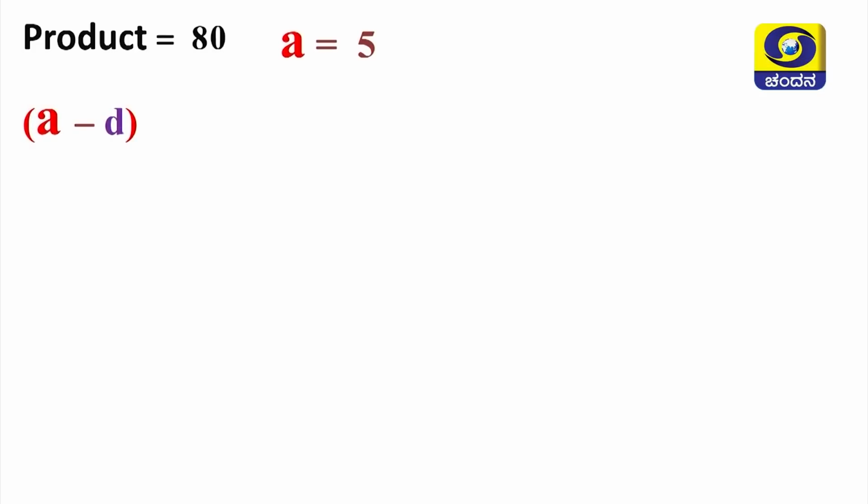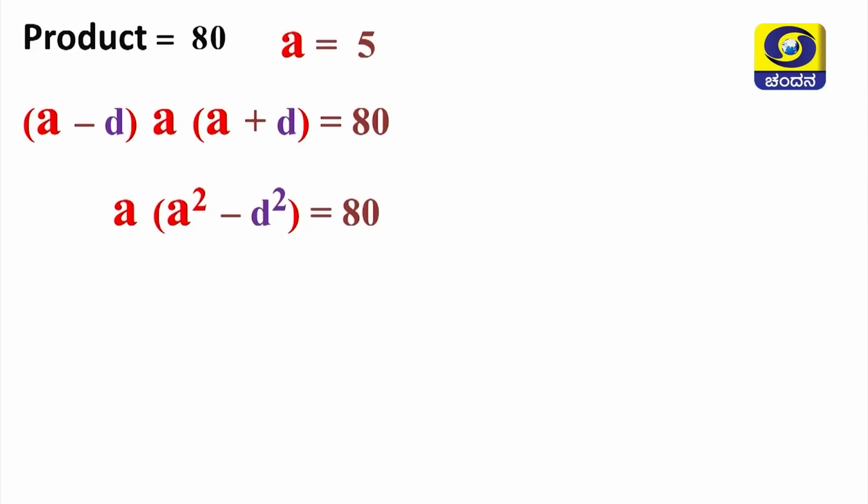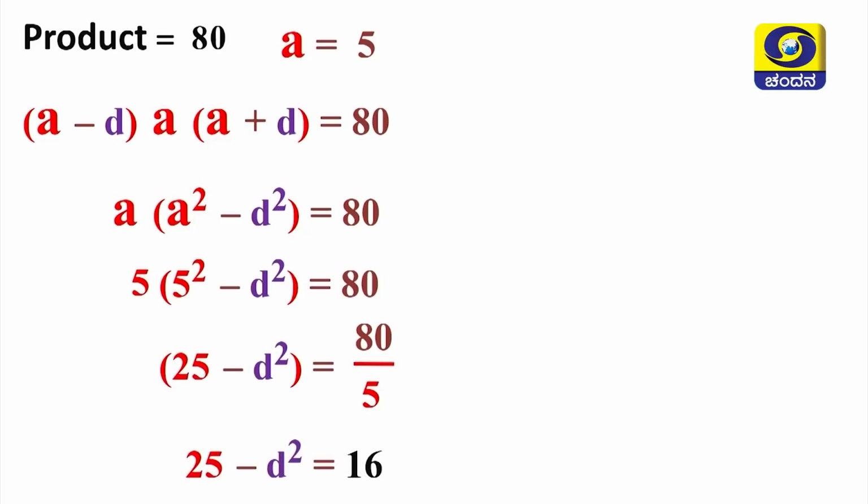The first term is a minus d, the second term is a, and the third term is a plus d. The product, first a minus d into a plus d, is 80, correct? Here, if you observe, I retain a as it is. a minus d into a plus d is a square minus d square. So a into (a square minus d square) is equal to 80, right? And my dear children, you know the value of a is 5, you have already found out. So in place of a, substitute 5, that is 5 into (25 minus d square) is equal to 80, correct? And what happens next?